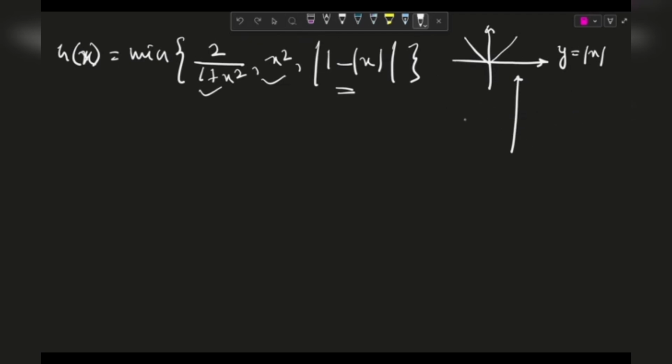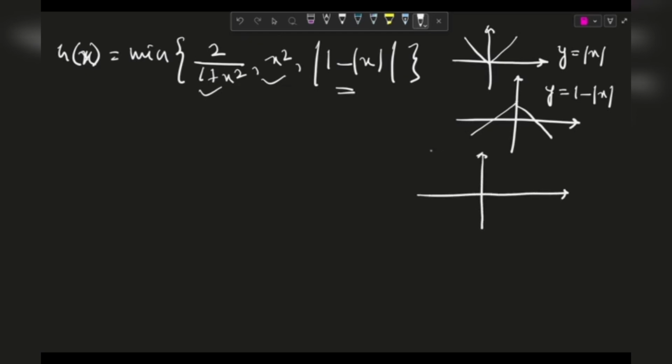Okay guys, there was a small blunder. Minus mod x is actually the invert of this, like it will come like this, and we are adding plus 1 to that. So basically it will be this thing, I'm sorry. This is y equal to 1 minus mod x, and now we have put a whole mod on that, so the parts which are below the x-axis will come above. So it's like this, and this is our final y equals to mod of 1 minus mod x. This was pretty simple, although I showed it externally.